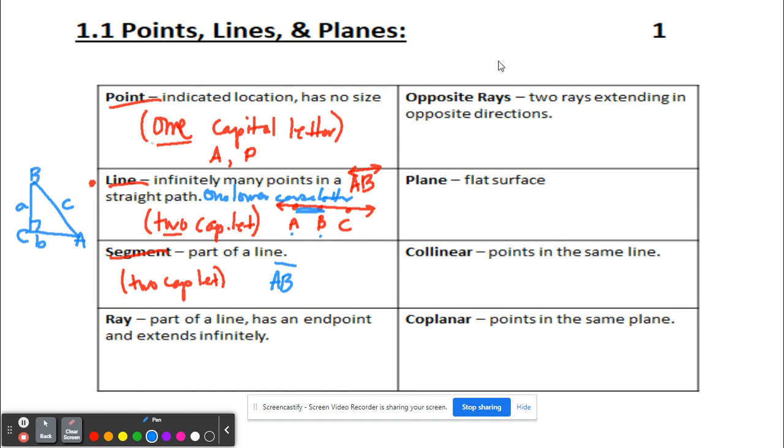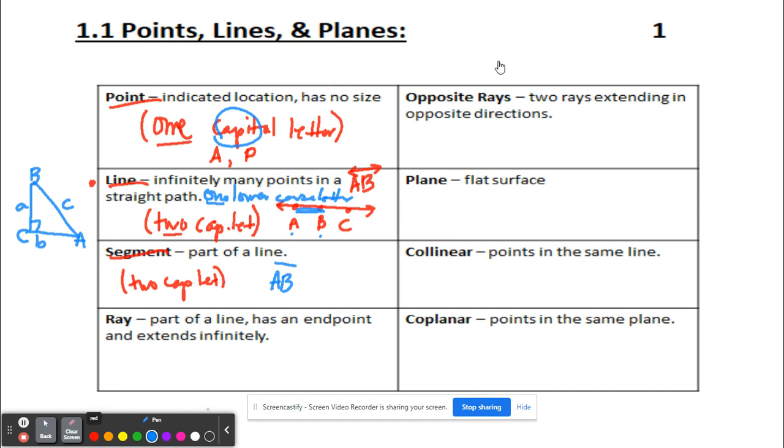So remember, points have to be capital letters, but segments or lines can be one lowercase letter. And we're only going to see that usually named by one lowercase letter in two situations. One is when it's a triangle, and the other is in chapter 3 when we start doing parallel and perpendicular lines. I will stress it again then. So I just wanted to point that out while we were here.